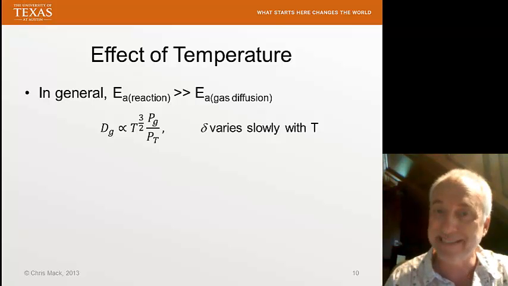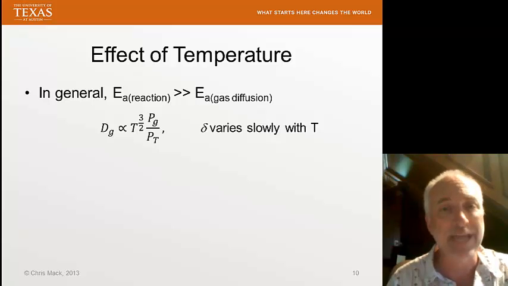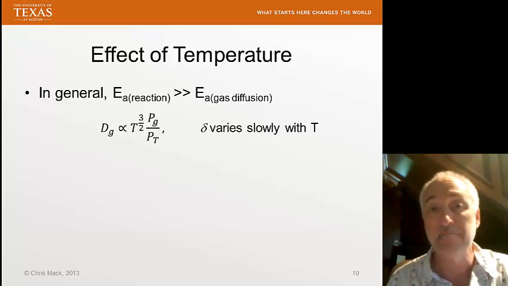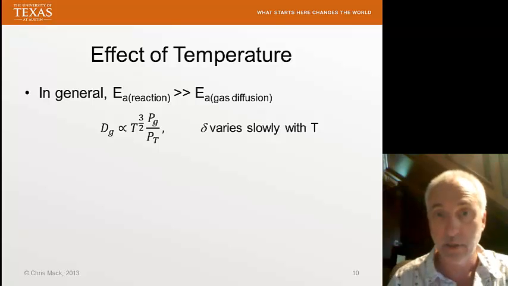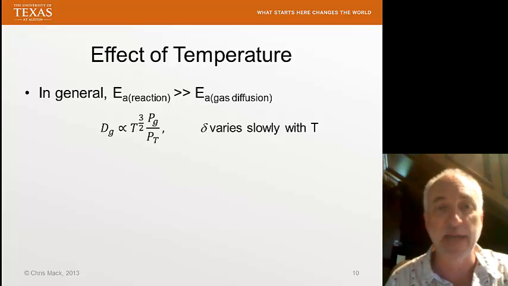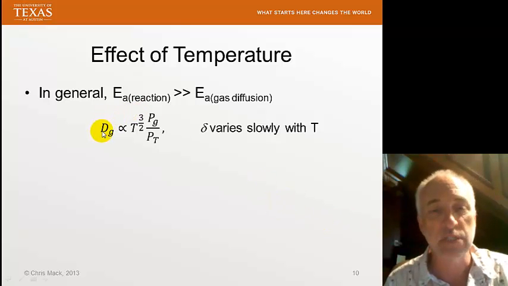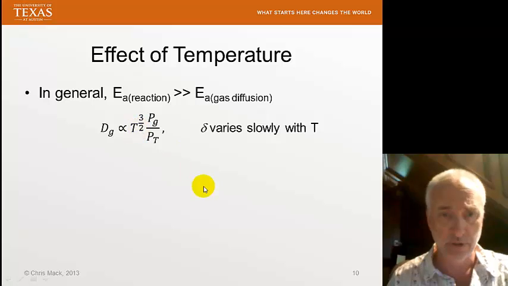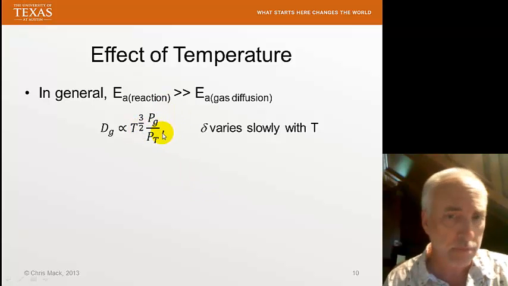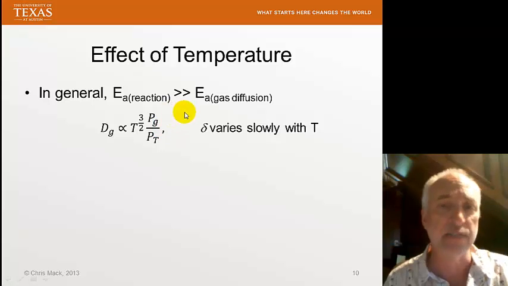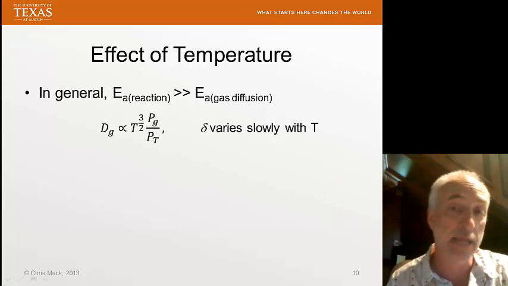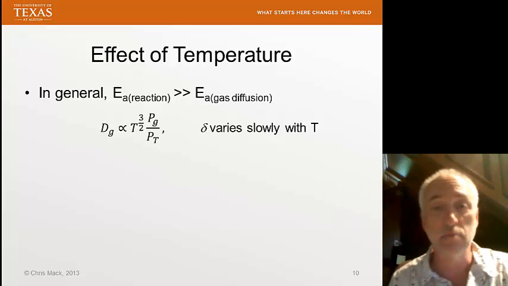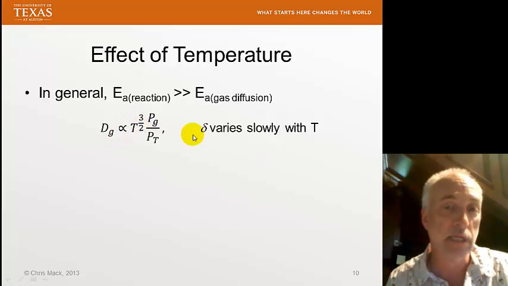These two steps have different activation energies. In general, the activation energy for the surface reaction is much, much, much greater than the activation energy for gas diffusion. In fact, we tend to think of the diffusivity of the material in the gas as having a non-exponential variation with temperature. Here I show temperature to the 3/2 power. Actually, there is probably an Arrhenius-like e to the activation energy over kT term as well, but the activation energy is so small that sometimes we could ignore it, and we get this T to the 3/2 power.